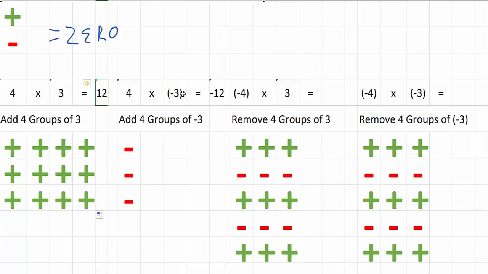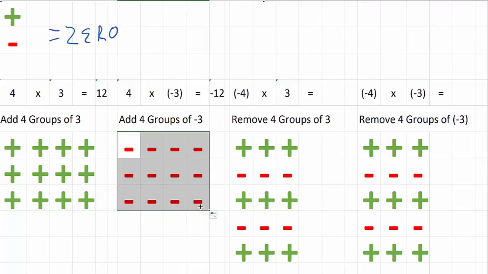This next one, 4 times negative 3, is similar. It just says add 4 groups of negative 3. So we're going to put 4 groups of negative 3 on the palette, and that answers a negative 12.